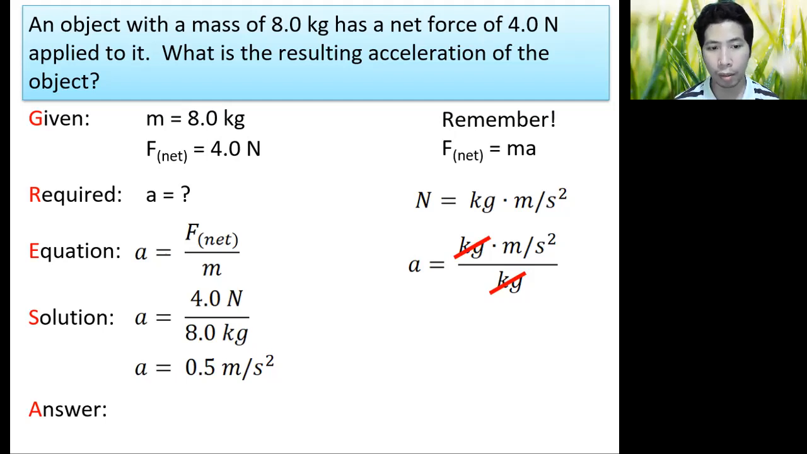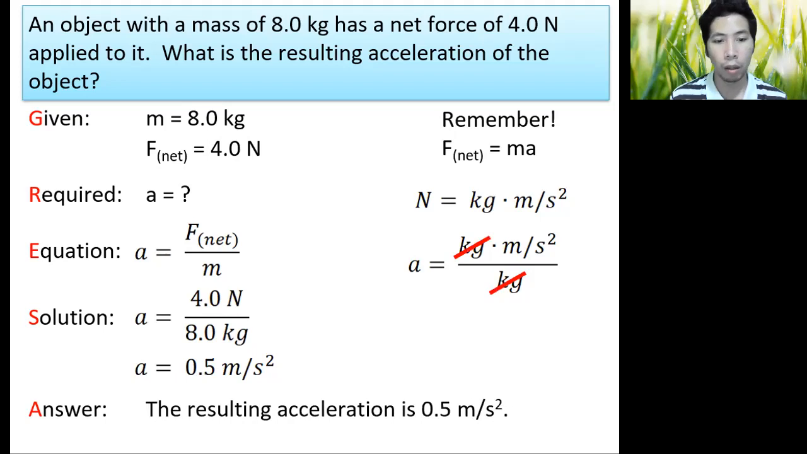So moving forward, lastly, we have the resulting acceleration is 0.5 meters per second squared. So this is how we were able to solve this problem.